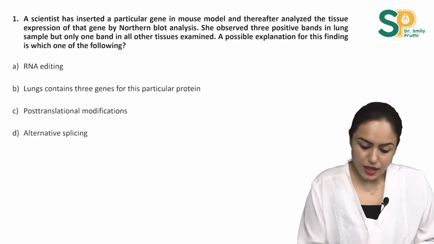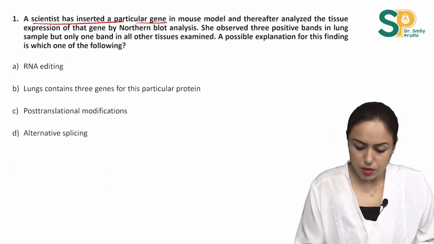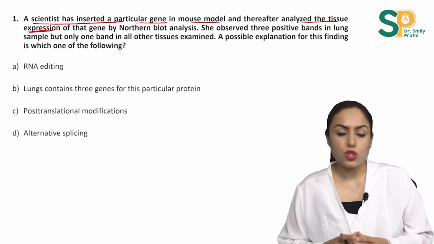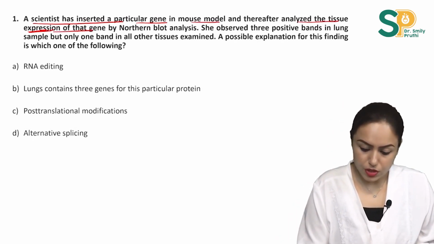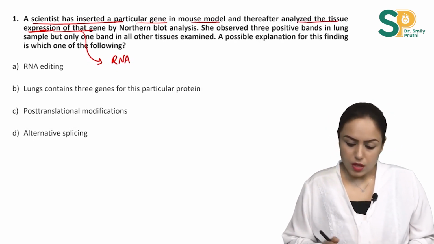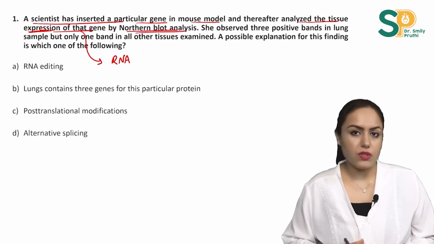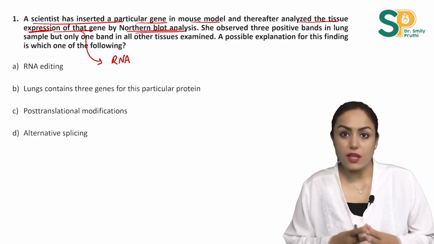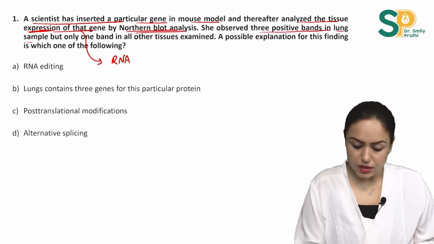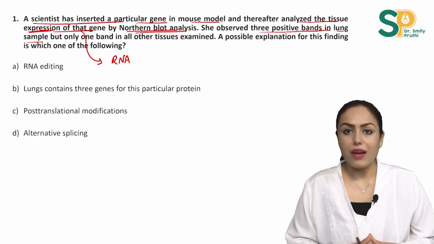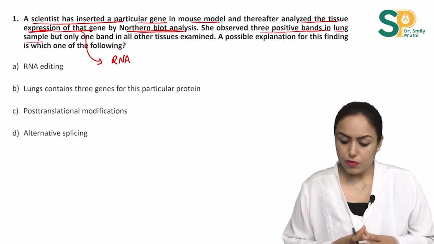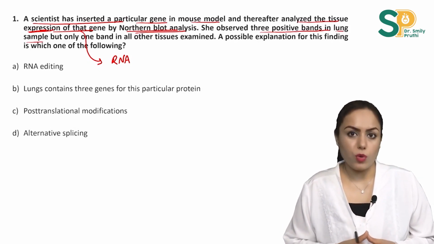Okay. So a scientist has inserted a particular gene in a mouse model and thereafter analyzed the tissue expression of that gene. Expression of that gene means conversion of that gene to RNA, right? So this is checked by northern blot analysis, and northern blot detects RNA, okay? Then she observed 3 positive bands in lung sample, but only 1 band in all the other tissues examined. A possible explanation for this finding is which one of the following?